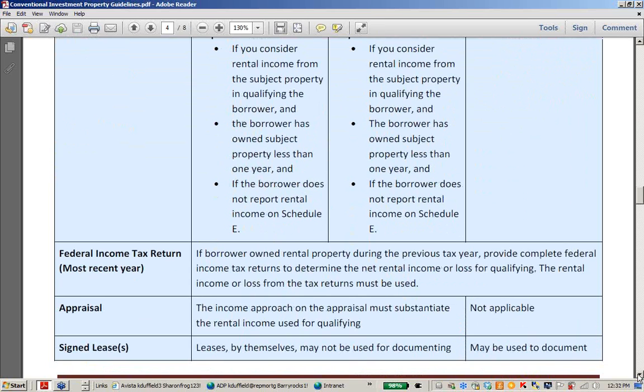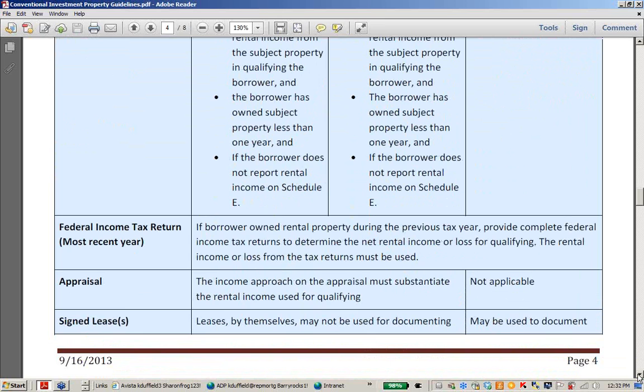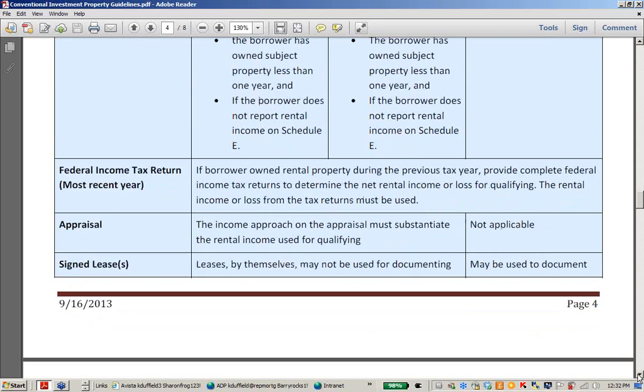Okay, tax returns, we've talked about that. You always need to try and get the most recent year. The appraisal, we do use the income approach on an appraisal. It has to substantiate the rental income used for qualifying, and that is done with a comparable rent analysis that's part of an appraisal, and that's ordered through our AMC as well. I'll go over the appraisal guidelines in just a minute.